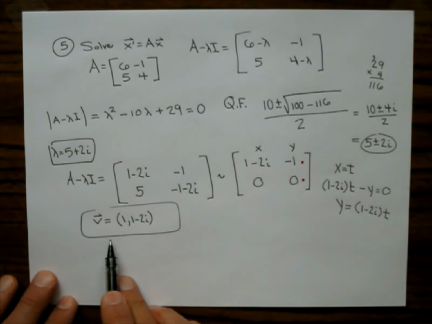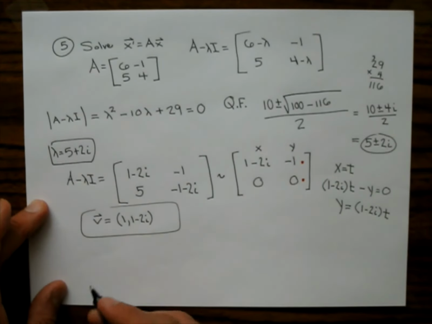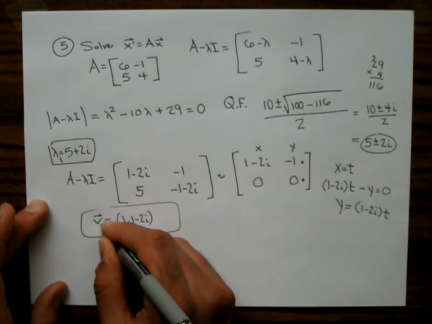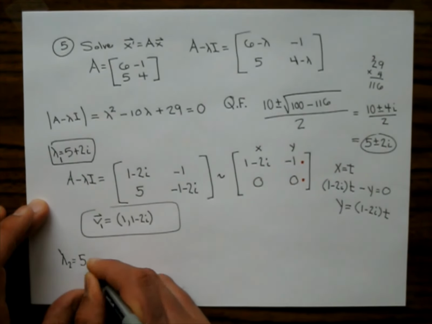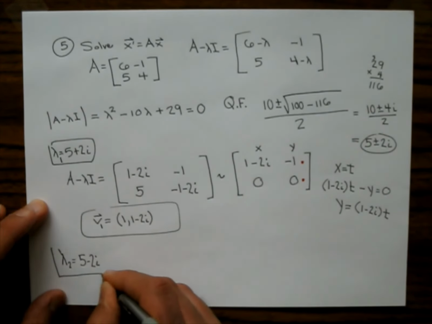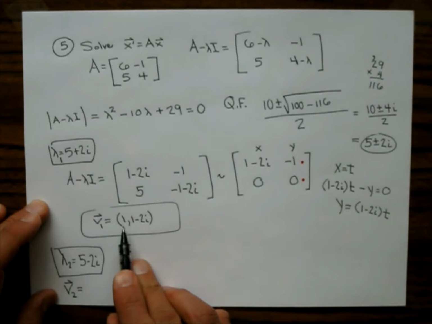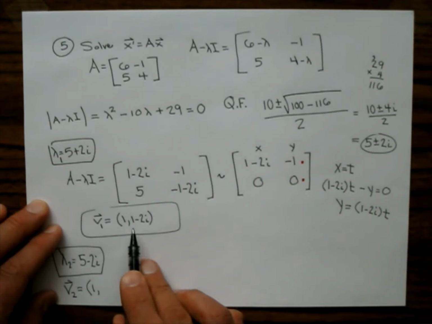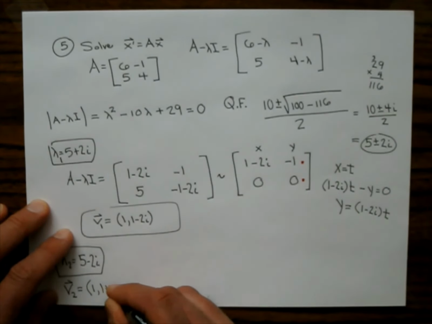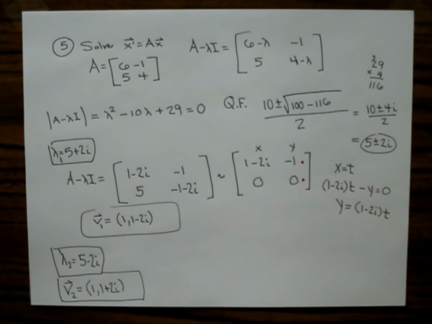So this gives me an eigenvalue-eigenvector pair. Now we'll call this lambda 1 and we'll call this v1. Lambda 2 is 5 minus 2i, and its eigenvectors are multiples of, we just take the complex conjugate of each of these. The complex conjugate of 1 is 1. The complex conjugate of 1 minus 2i is 1 plus 2i. So we have what we have there.